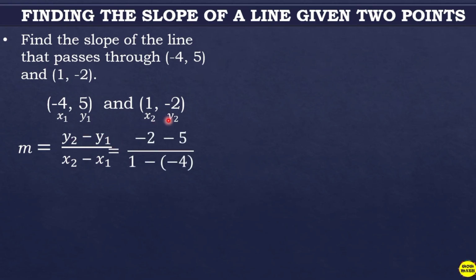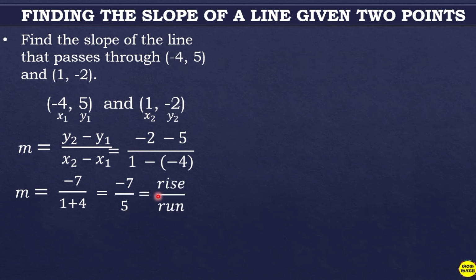So, your y sub 2 is negative 2 minus your y sub 1 is 5. Ayan. And then, x sub 2 is 1 minus your x sub 1 is negative 4. So, enclose po natin siya sa parenthesis. Kasi minus, magtatabi sila ng negative. So, enclose po natin. So, let us solve. So, negative 2 minus 5, that is negative 7. Magiging plus po ito kasi negative times negative, positive. So, 1 plus 4. Ito po siya. So, we will have negative 7 over 5. Okay? Which is our rise and our run.